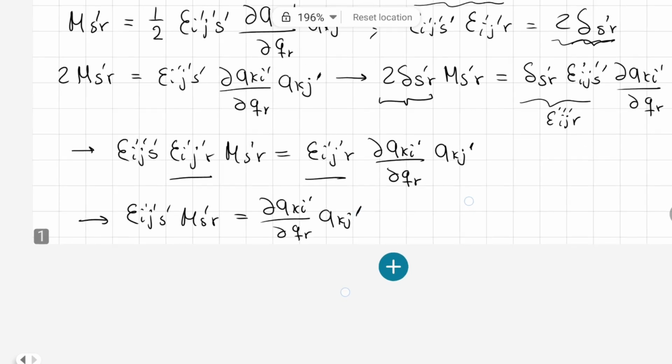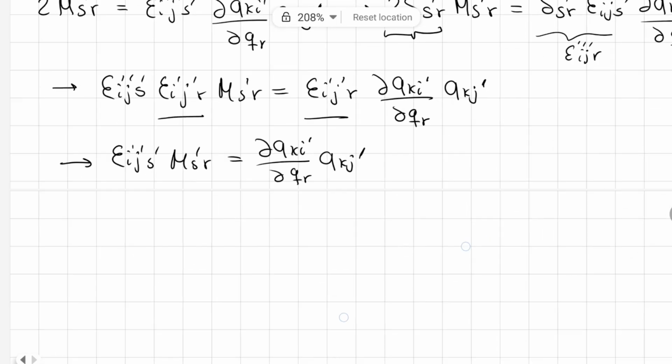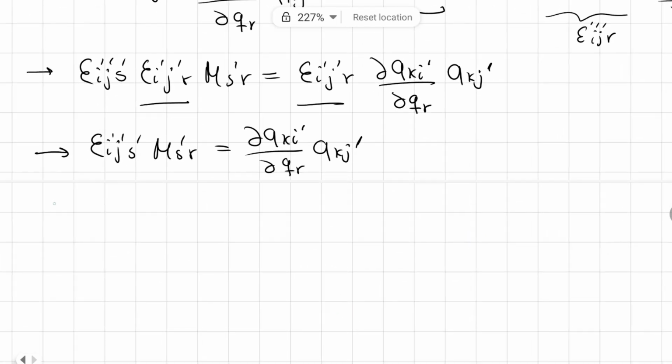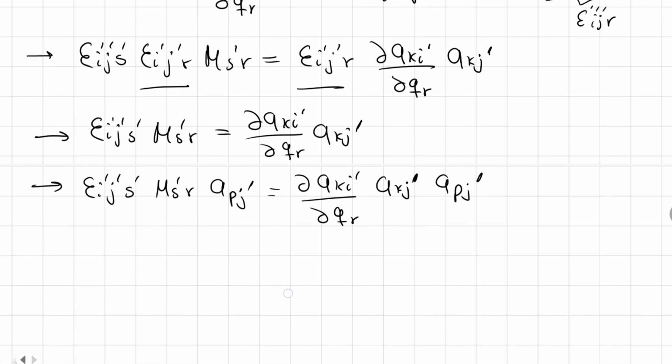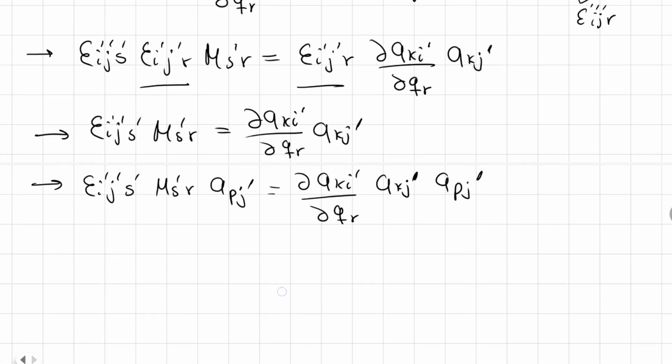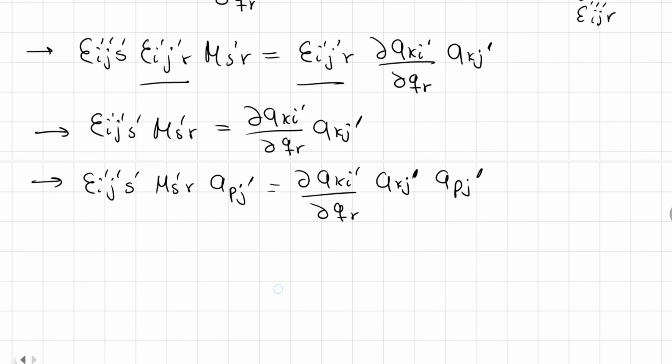Okay, and we get this. So what we are going to do now is multiply both sides of the equation by, let's say, A_PJ'. So we get A_PJ' times the partial of A_KI' with respect to Q_R equals A_KJ' times A_PJ'.